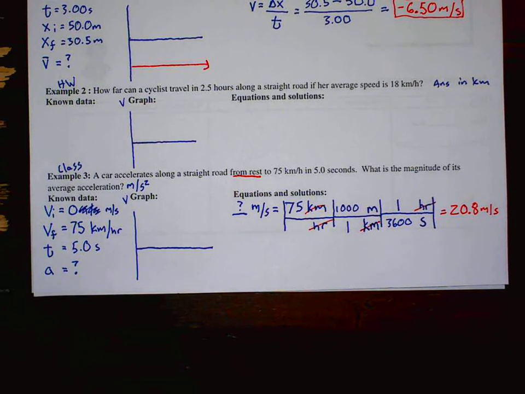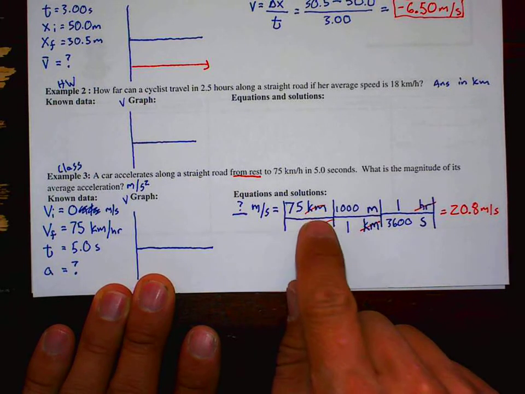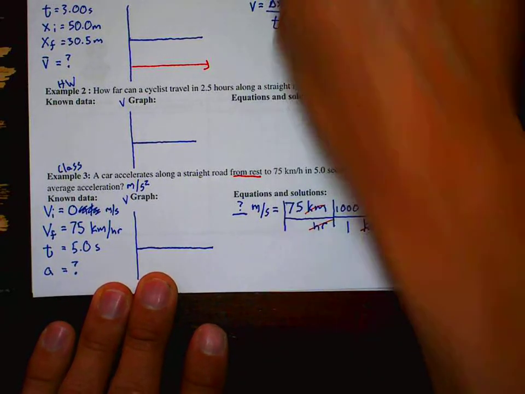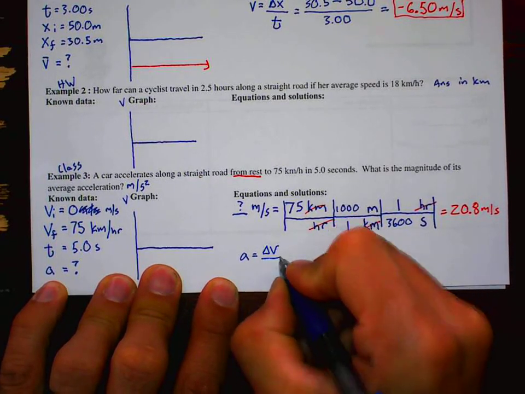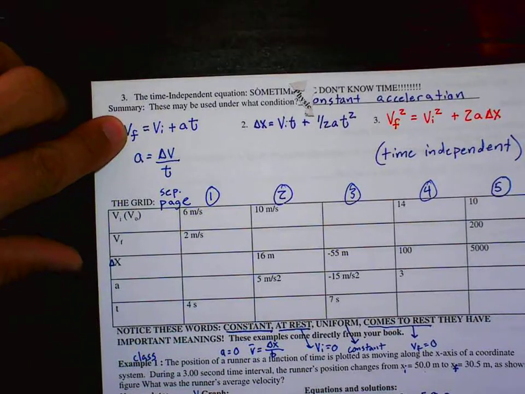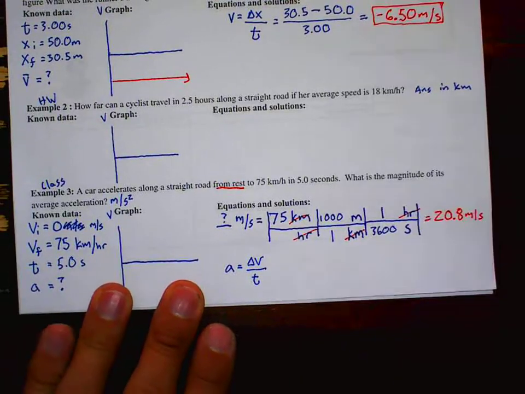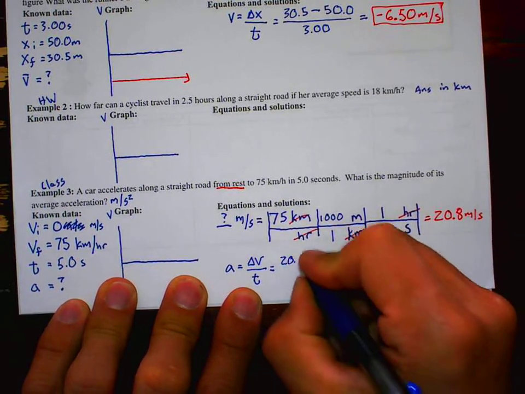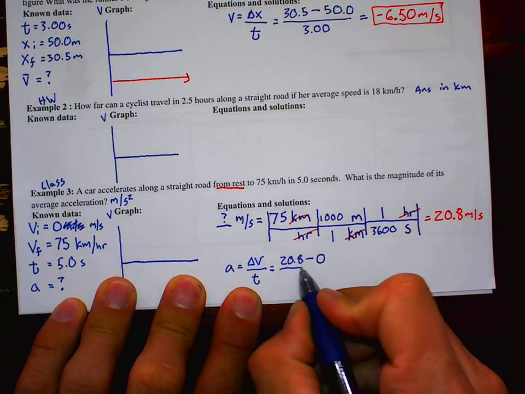Okay, so now we have a V final. Notice it says equations. Sometimes we need a couple equations. This is a sort of an equation. It's a unit conversion. Okay, now down here, our second thing we're going to use is delta V over T. All right, or you could use that one. I like this because it's already rearranged for me. Okay, so the final 20.8 minus the initial, and this took 5 seconds.